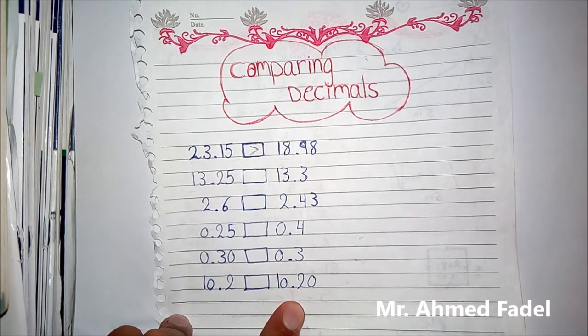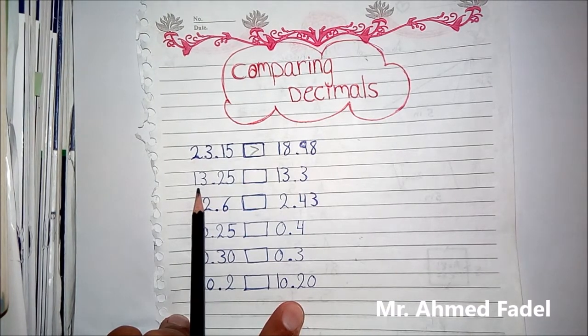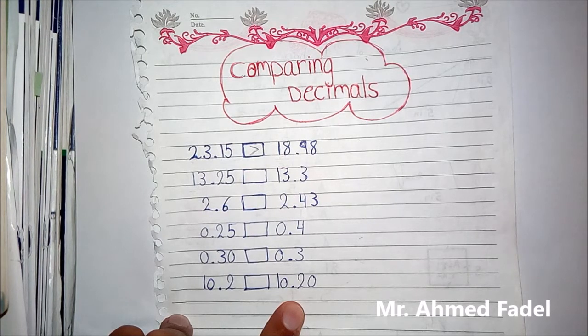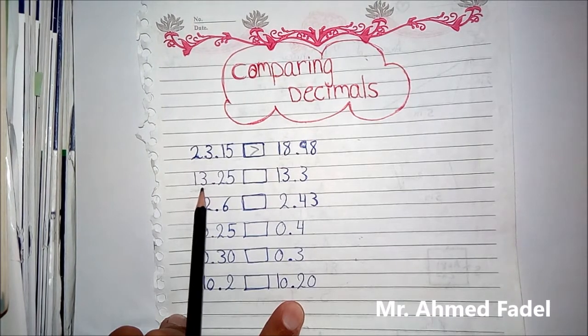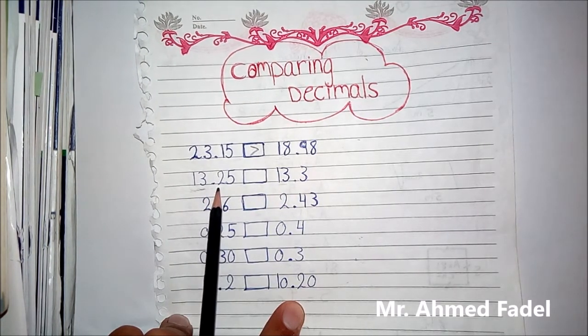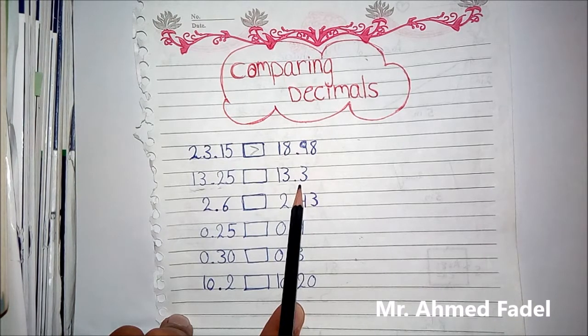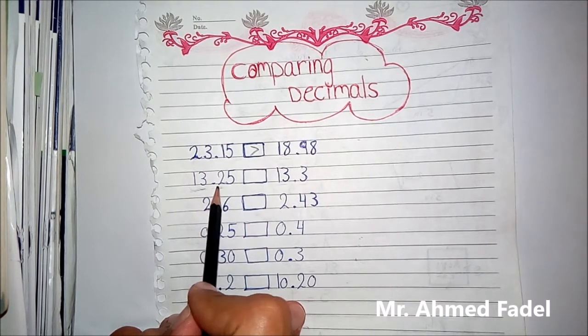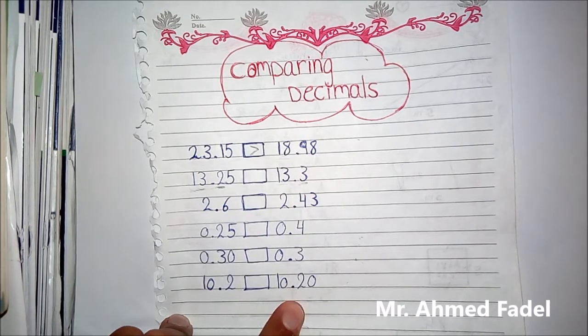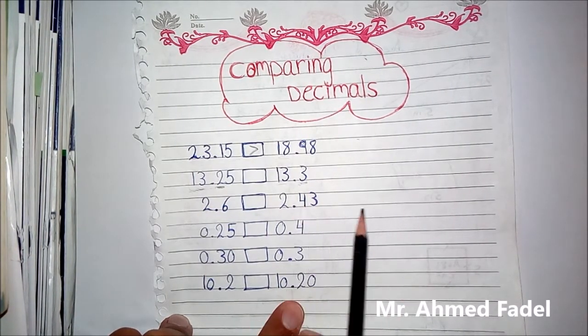Let's have a look at the second question here. 13.25 and 13.3. I can hear you, Farida, saying that 13 and 13, both of them are equal. Yes, very good. But Omar Abdullah Farid has an explanation. He says if the digits here before the decimal point are the same or equal, you just look at the first digit after the decimal point. So you look at the 2 here and the first digit after the decimal point here. It's only the first digit. So here it's 2 and here it is 3. Which one is greater? Obviously it's the 3.